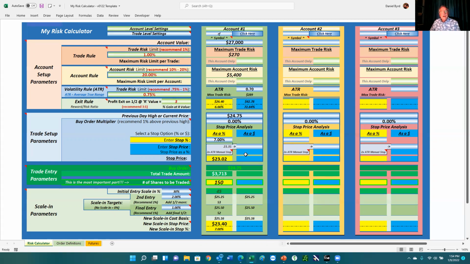Now this little number right here, you can see it says 2 times the ATR for a manual stop. Remember the 0.7. ATR is the amount that this moves in one day. It moves about 70 cents, which is its average range per day.